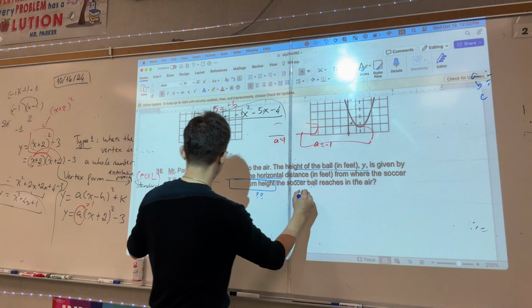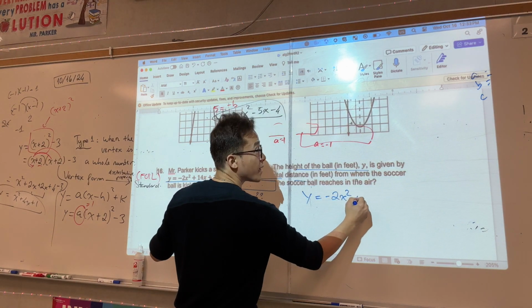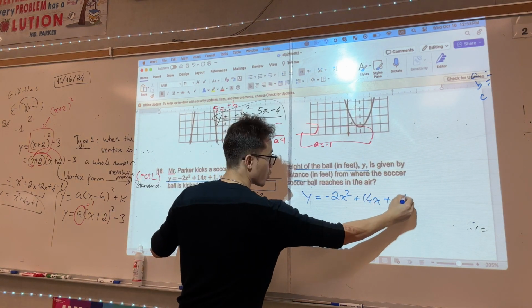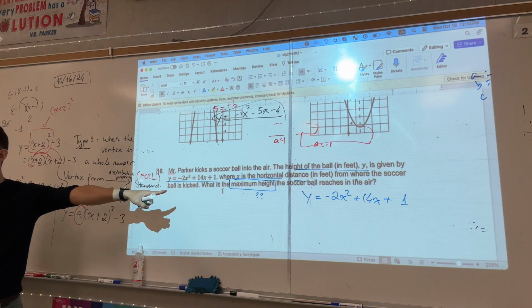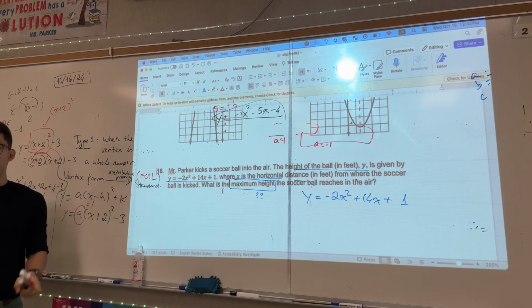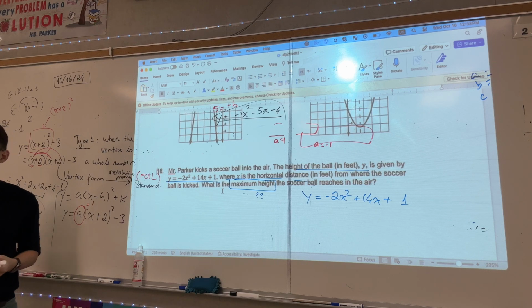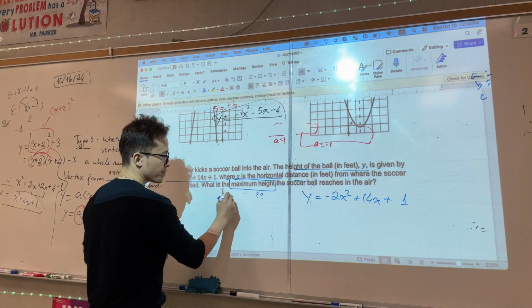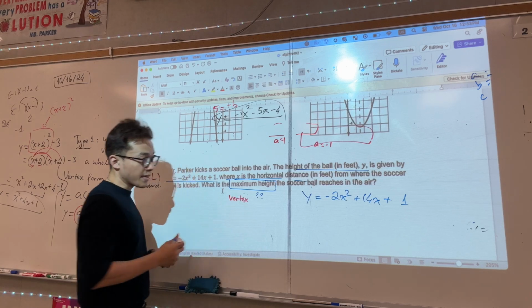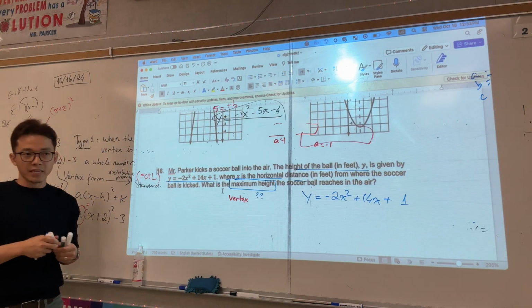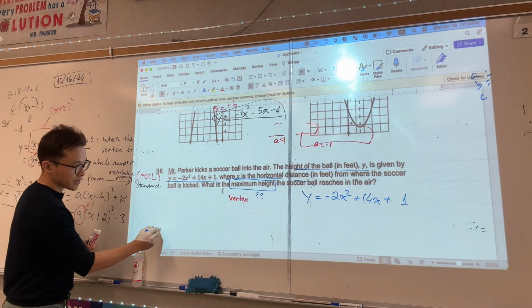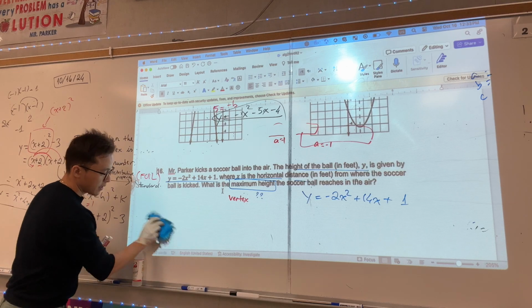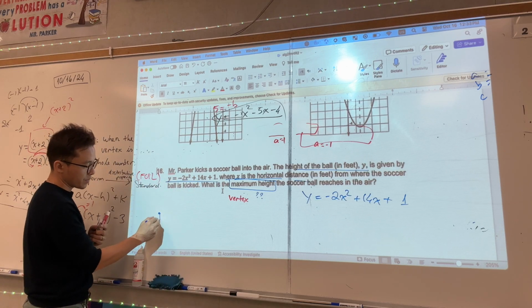So, let's write out a function. Y equals negative 2x squared plus 1, okay? So whenever you hear the word maximum, minimum, maximize, minimize, what do they talk about? The vertex. Maximum height, they talk about the vertex. But then, what kind of vertex? Do they ask for the x vertex? The y vertex? Or the whole point? In case you're not sure, let me make sense of it for you.